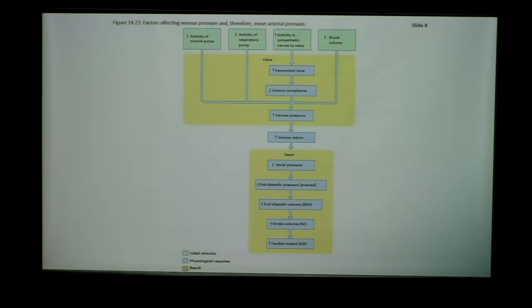So this is just one big cycle, and the veins can be kind of lazy. They can kind of hog all the blood, and that's not good. We really need to get that blood moving back to the heart so we can get it out of our ventricles and circulating to our peripheral tissues.